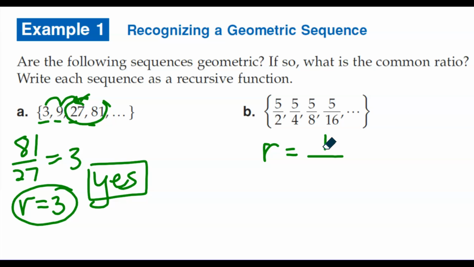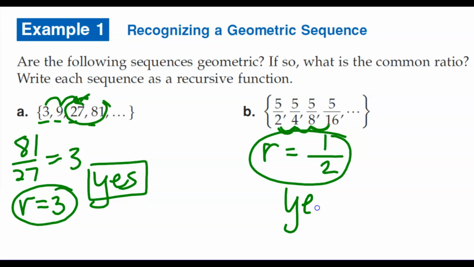2, 4, 8. Let's see. How do I get from 2 to 4 and 4 to 8 and 8 to 16? Well, it could be 2. 2 times 2 is 4, 4 times 2 is 8, 8 times 2 is 16. That makes the common ratio 1/2, and the answer to this is yes.